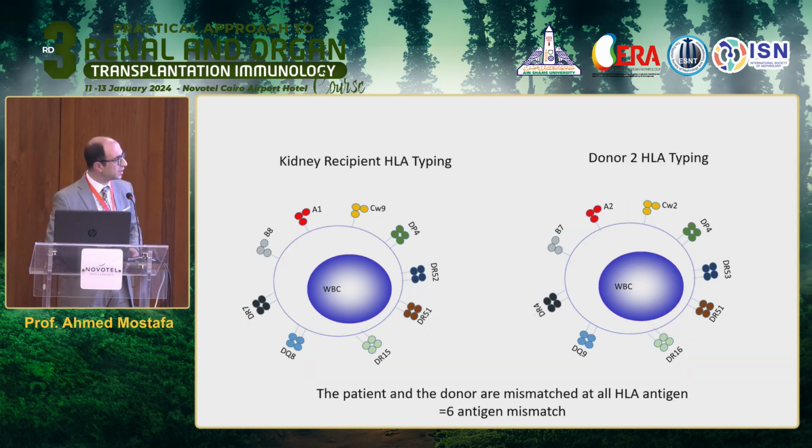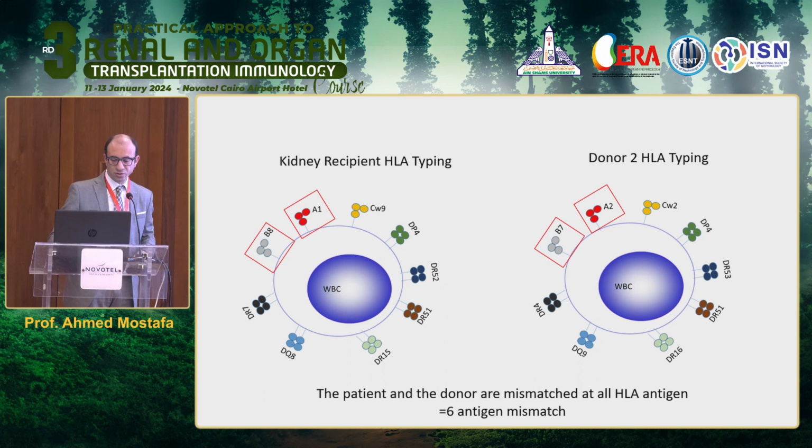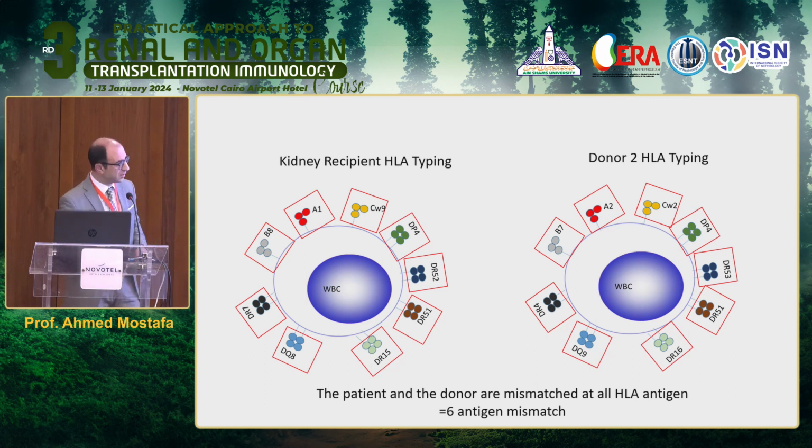But if we look here at a different example, you can compare the A1 to the A2, it's a mismatch. You compare the B7 to the B8, it's a mismatch, and so on here. You can find that the patient and the donor are a complete mismatch. So now they are mismatched at 6 antigens, so we call them 6 antigen mismatch.